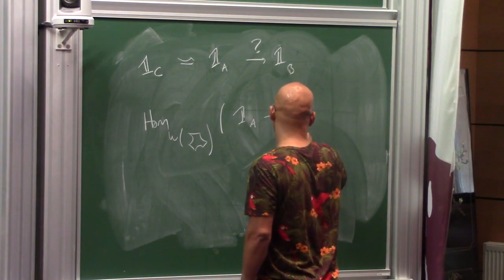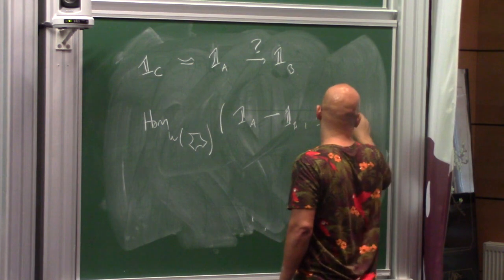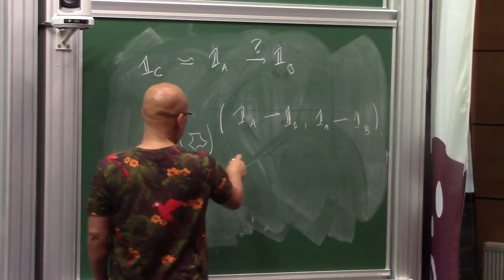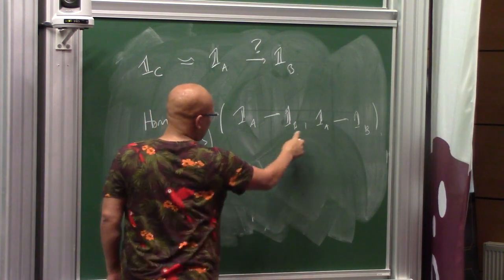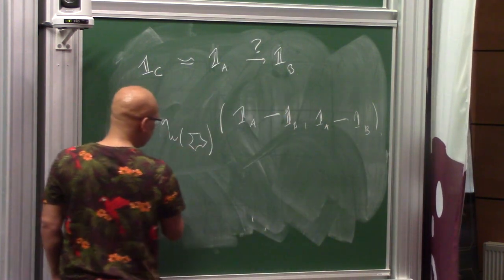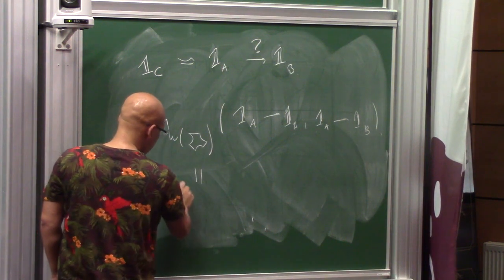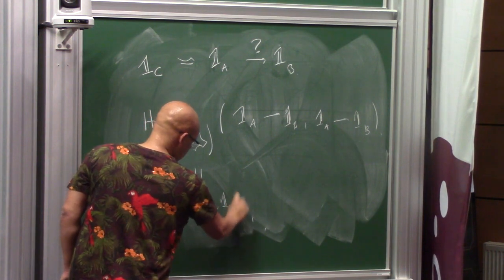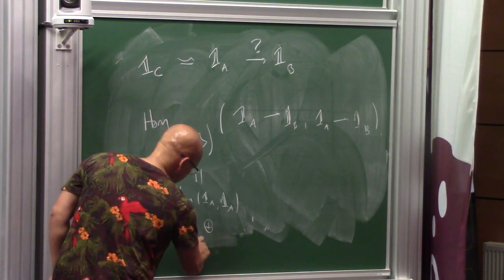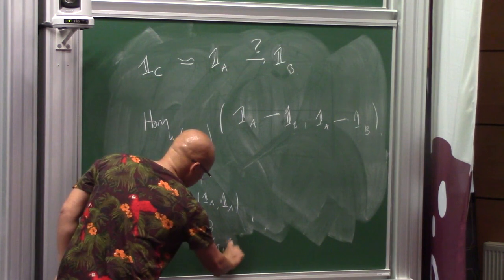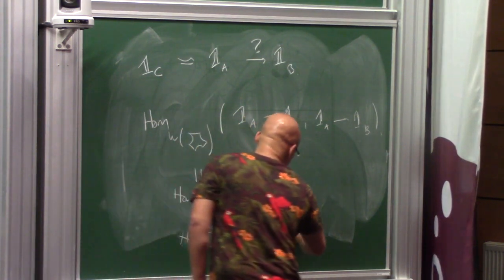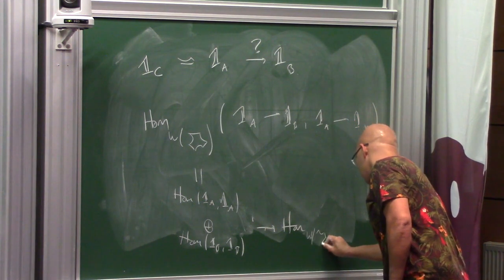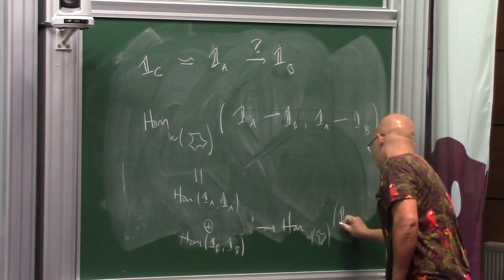It's harm to itself. And this harm has the part from A, the part from B, and then the part that I'm interested in. So this is harm 1A plus harm 1B to harm. And this is the thing I'm trying to compute. Harm is the wrapped category of this 1A, 1B.